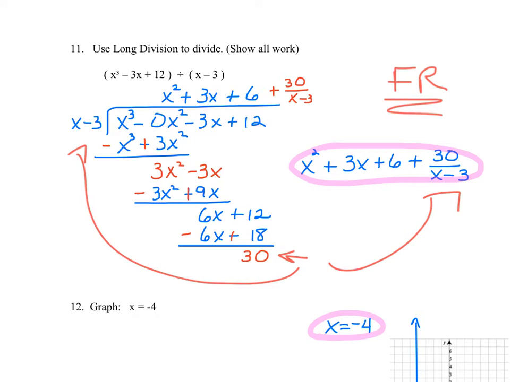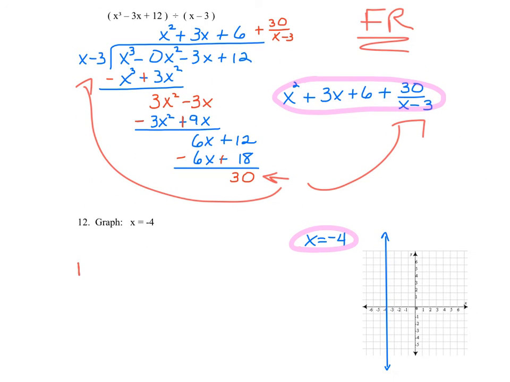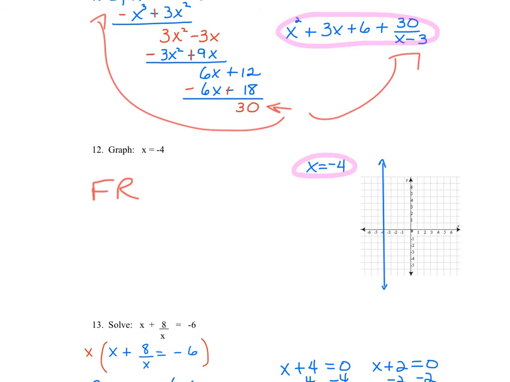Number 12 is going to be a graphing question. This one is also free response because all you're doing is graphing the line. Remember, when it's X equaling a number, that is going to give us a vertical line. When it's Y equals a number, that gives us a horizontal line. Everybody good so far? All right, number 13.